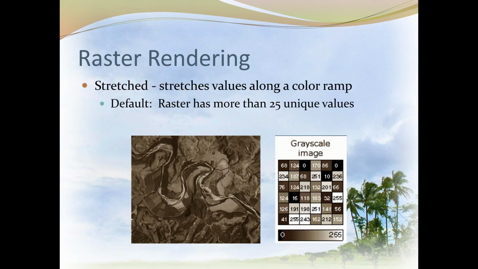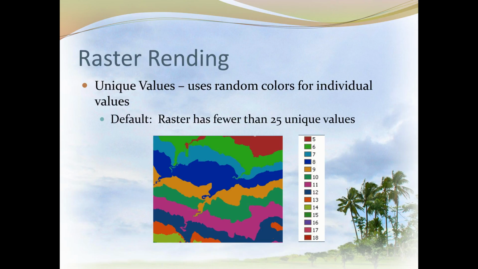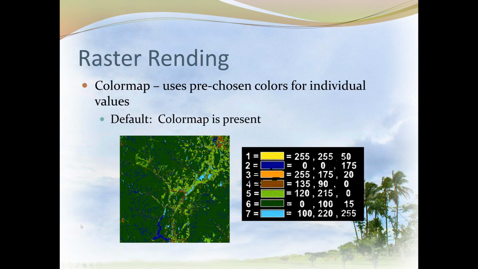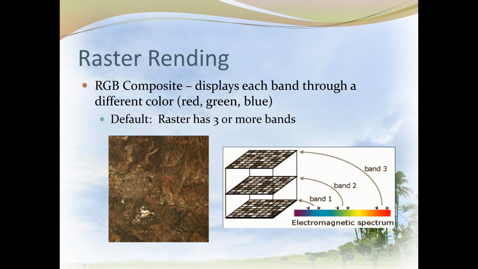So raster rendering, the first is stretched. Stretch values along a color ramp so that we can see that raster has more than 25 unique values. And this is unique values, which uses random color for individual values. The default is when raster has fewer than 25 unique values. So if more, we will use stretched, okay? And the raster rendering for the color map uses pre-chosen color for individual values. We just talked about it. And see, that's the color thing.